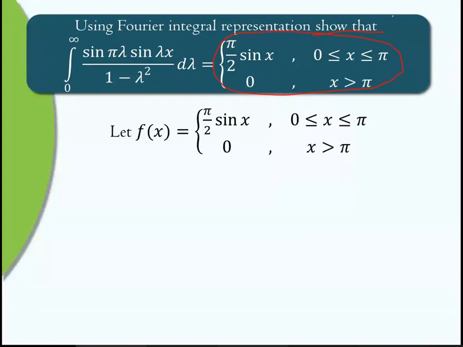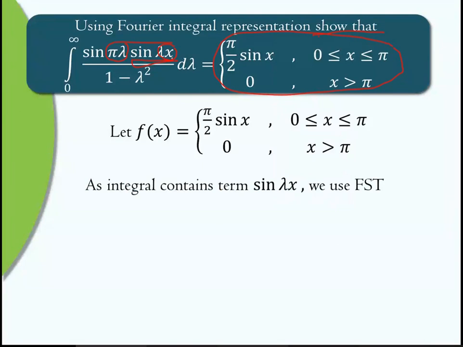So let f of x equal pi by 2 into sin x for x between 0 to pi, and 0 for x greater than pi. Now, after taking this as f of x, look at the term in the integration, whether it contains a sin lambda x or cos lambda x term. Here pi lambda is there, we want lambda x. Here lambda x is there, and that is with the sin term. So it contains a sin lambda x term.